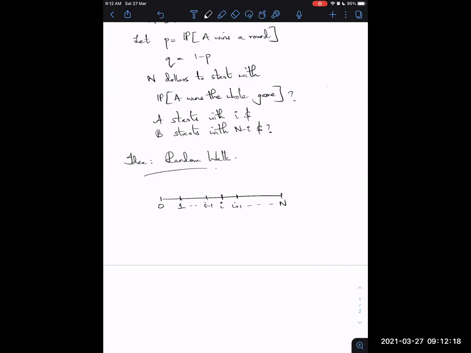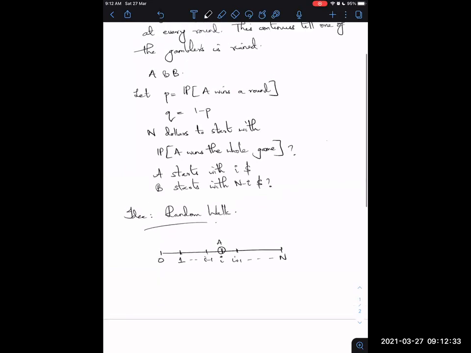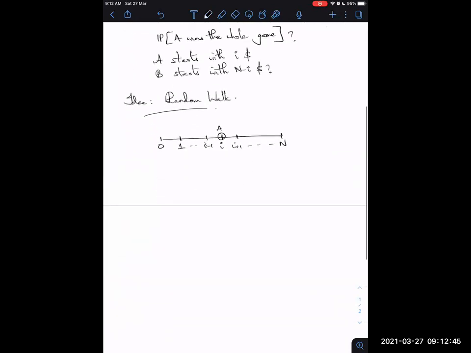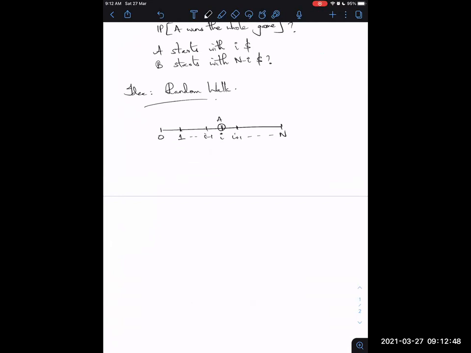So you are trying to model this problem as a random walk. What is the random walk here? A starts at point I, and every round involves betting $1. If A wins a round, A gains $1 and goes to I plus 1. This happens with probability P.